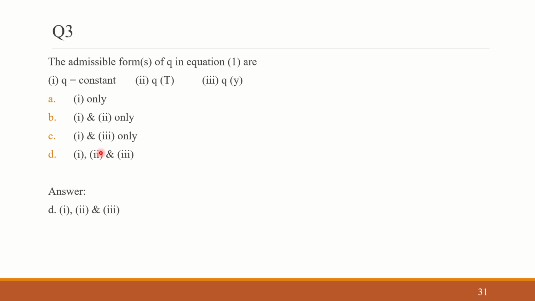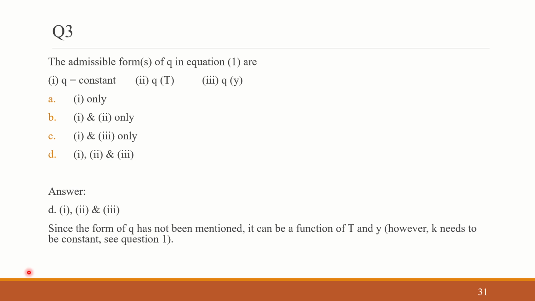So now let us go on to question 4. Just a one line explanation. Since the form of Q has not been mentioned, it can be a function of T and Y. K needs to be constant. Even though Q can be a function of T and Y, K needs to be constant. Thermal conductivity is not a function of T or Y. That is what we saw in the first question, right? Thermal conductivity is not dependent on temperature or position, but Q can be dependent on temperature or position, or it can be constant also. Just keep that in mind.